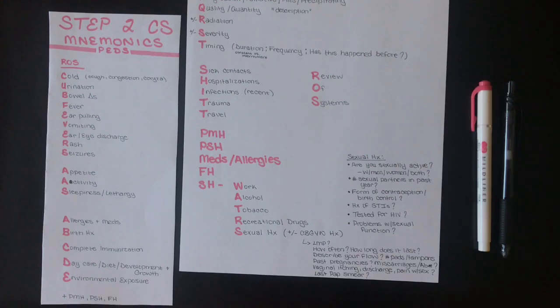For social history, to help me remember what to ask, I have the mnemonic WATRS, that's W-A-T-R-S. I ask them about their work. I ask them if they currently or have ever used alcohol, tobacco, or recreational drugs. And then I ask about their sexual history.